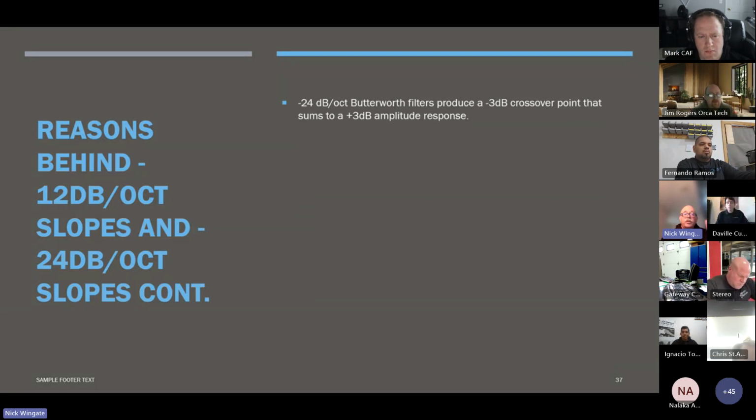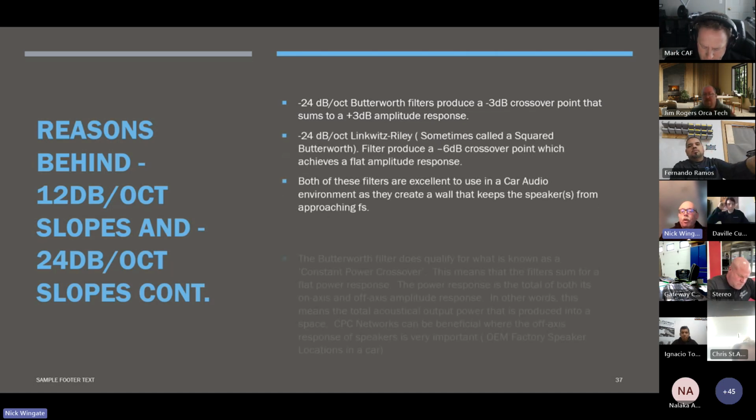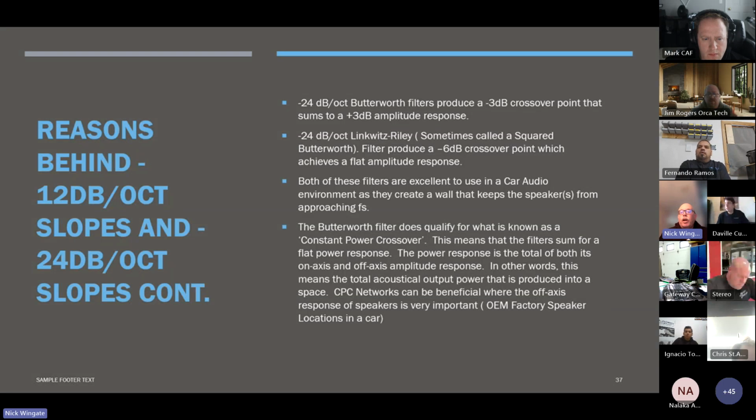Now, there are reasons behind 12 dB and 24 dB, which I just told you about. So I'm going to roll through this rather quickly. The 24 dB filters produce a minus 3 dB crossover point that sums to a plus 3.